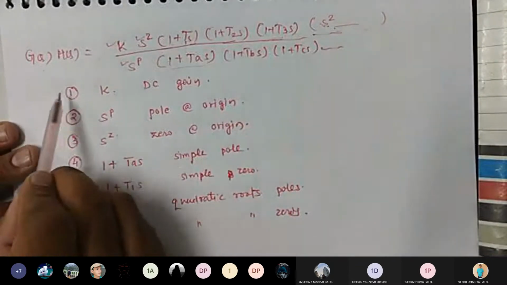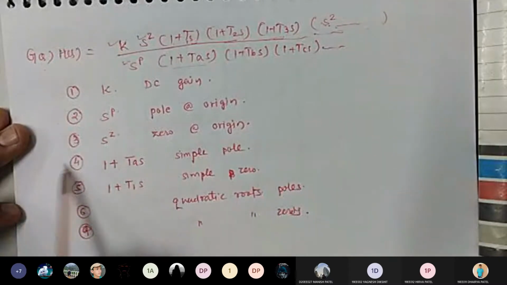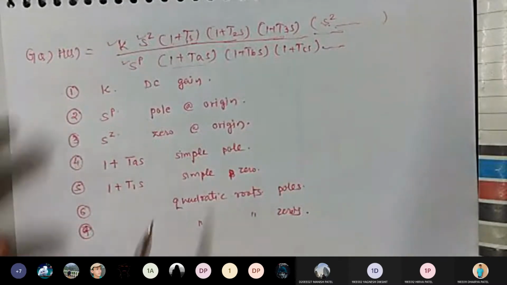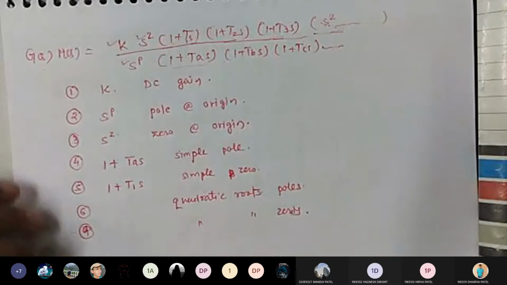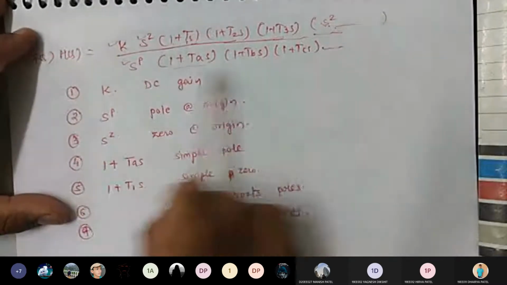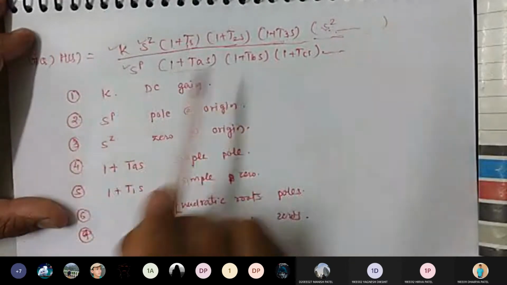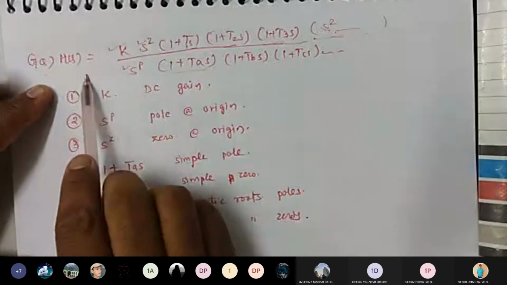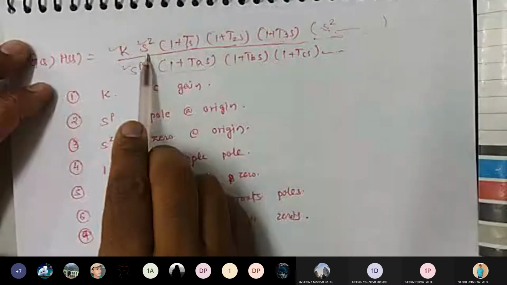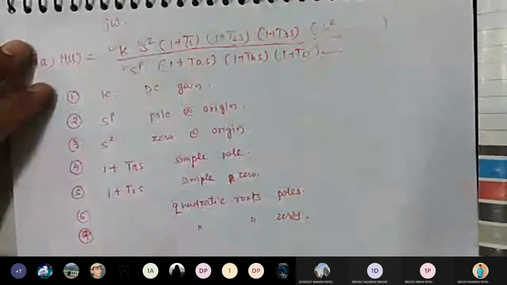So in order to draw the Bode plot, we have to go for 7 factors which are actually responsible for drawing the Bode plot. This is our main equation. In this equation, replace S by J omega. What do we have to do? Replace S by J omega.